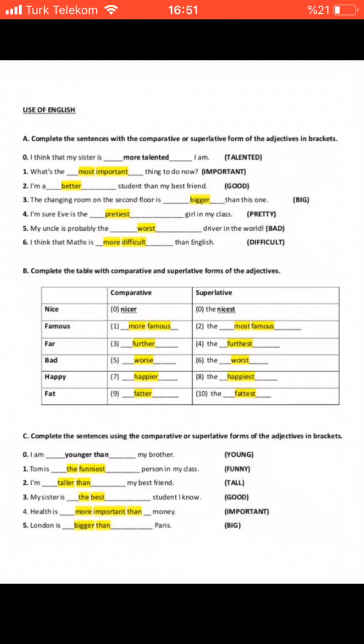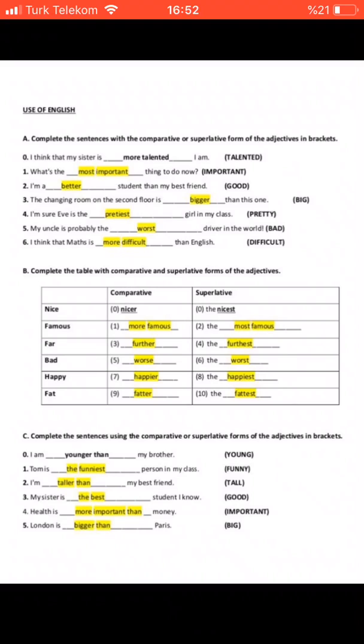I am a better student than my best friend. I'm comparing myself to my best friend. Kendimi en iyi arkadaşımla kıyasladığım ve düzensiz bir sıfat olduğu için better oldu arkadaşlar. The changing room on the second floor is bigger than this one. I'm comparing second floor to this one. I'm sure Eva is the prettiest girl in my class. My uncle is probably the worst driver in the world. I'm comparing my uncle to the whole world. Amcamı tüm dünyayla kıyaslıyorum. Bad, worse, the worst.